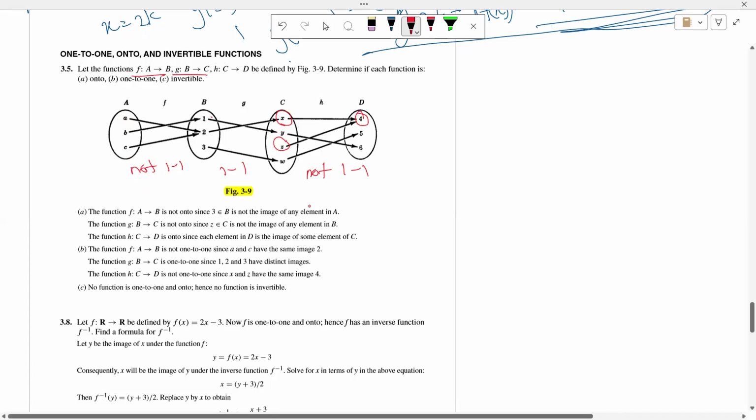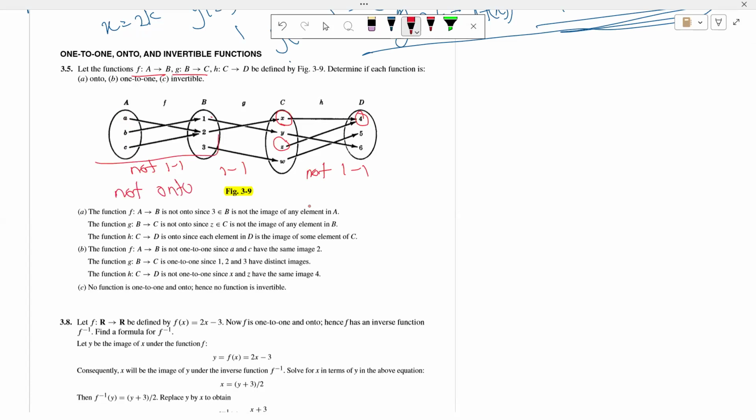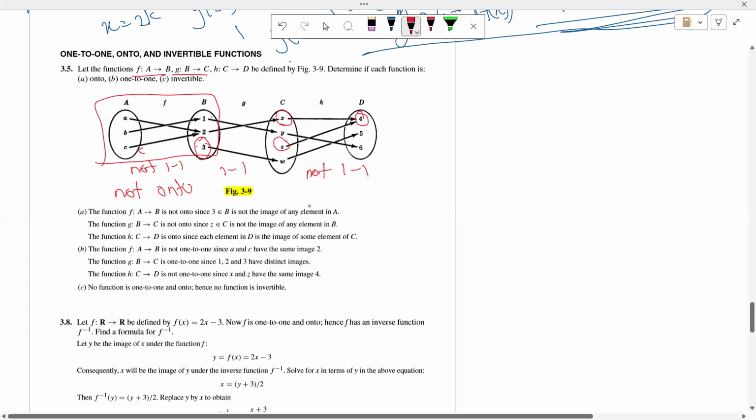Yeah, if you look here, this is not onto. Why is it not onto? If you look at this relation, if it is onto, each and every element in the codomain must have a relation with the domain. So this must be related with this, but there is no relation with this one. Because of that, we can say f is not an onto function, right?